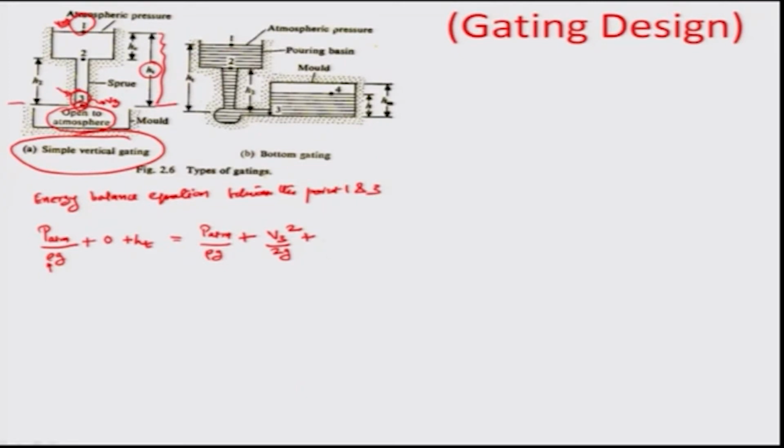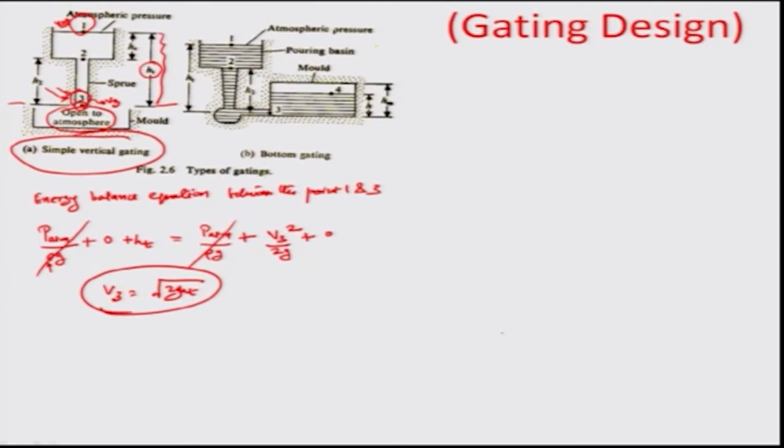we are at the bottom. So, we assume this to be 0 here. Okay. And that is how you can envision this equation. So, this gets cancelled off and you are left with V 3 equals root of twice g h t. So, that is the velocity at the end of the sprue right here in the piping design that you are looking at for the simple gating system.